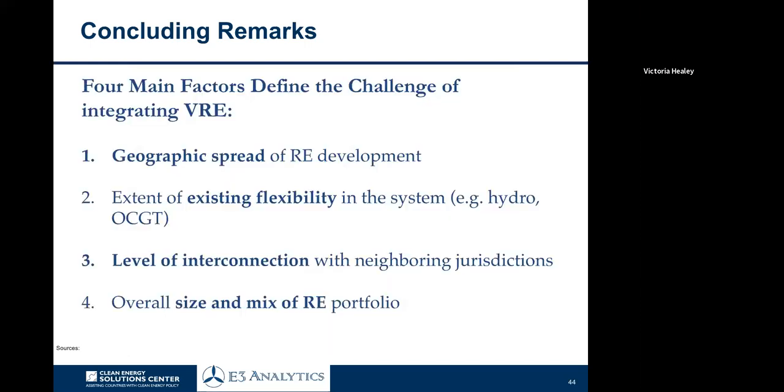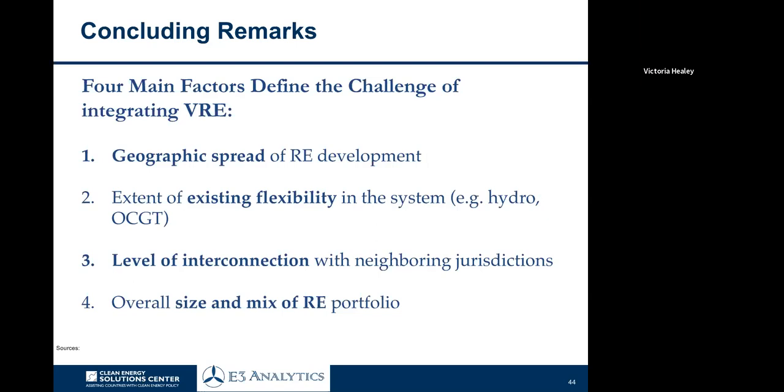There are four main factors that define the challenge of integrating variable renewables. The geographic spread: how distributed over the landscape is the solar power or the wind power. The existing flexibility of your power system, whether you have hydro, open cycle gas turbines, or other highly flexible resources, demand response. The third is the level of interconnection with neighboring jurisdictions. And fourth is the overall size and mix of your renewable energy portfolio. So this is really what defines how challenging it is to deal with the duck curve.